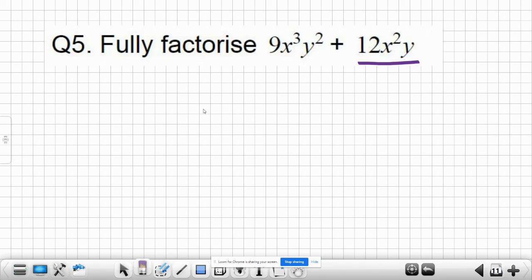Video to look at fully factorising two terms. And obviously we've got algebra in these terms. So let's start with a sort of rationale about factorising.